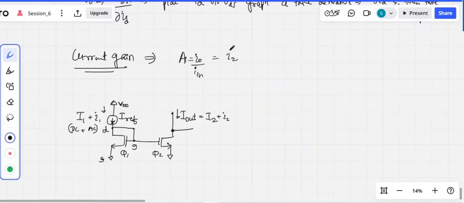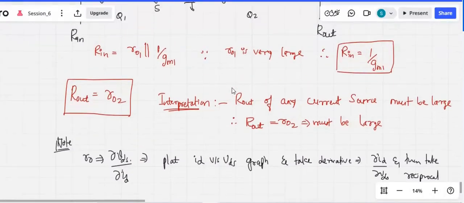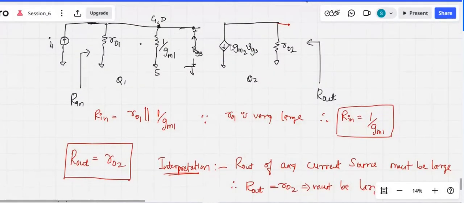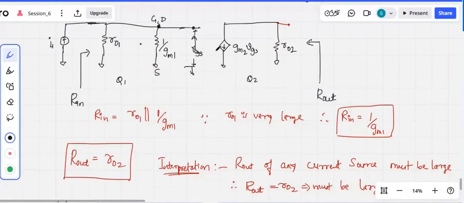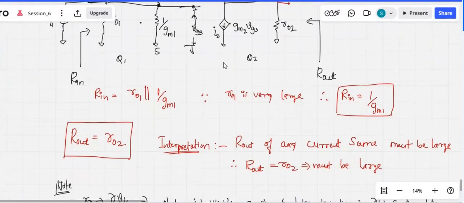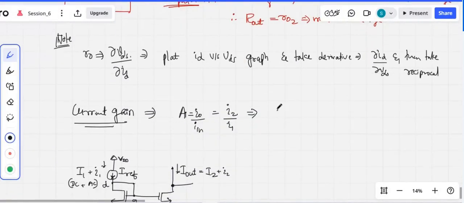It is basically I2 by I1, or basically I naught. I can say it as I naught also, if I consider I2 is equal to I naught, because it is at the output side. So now let me just represent these things. What is I2? We have already mentioned I2 through its small signal modeling. This is your I2, that is basically GM2 times VGS. So let me just write it over here, GM2 times VGS.